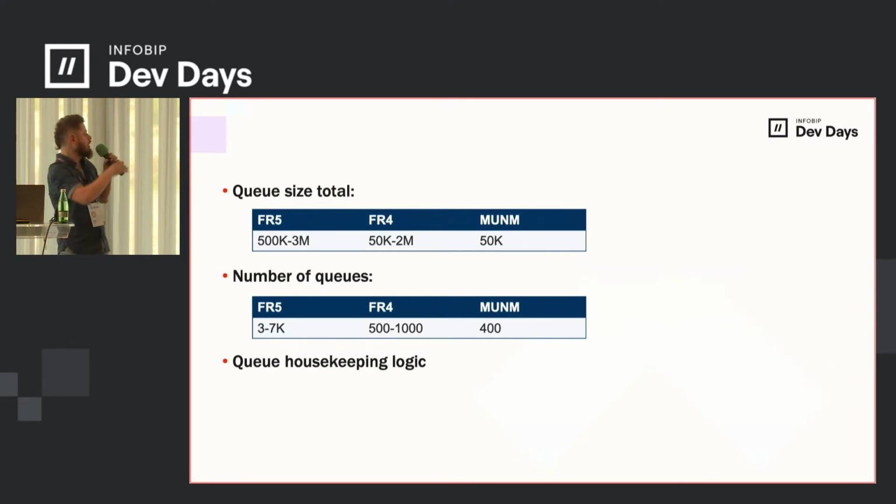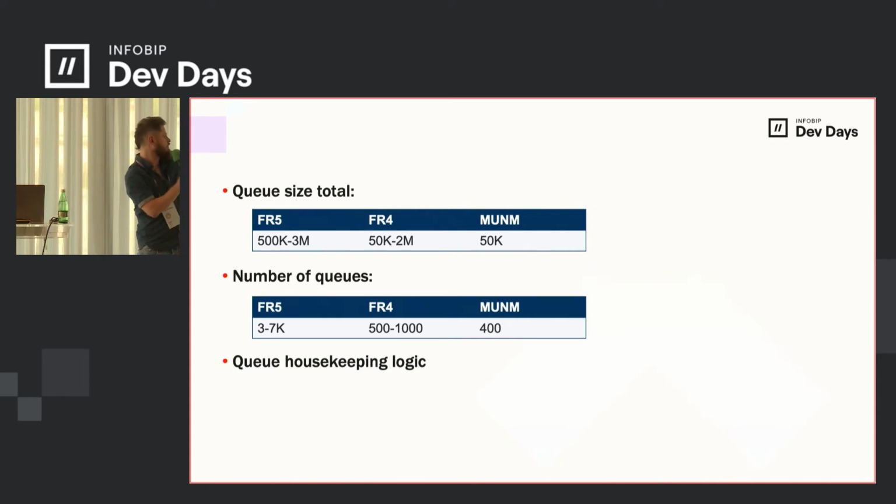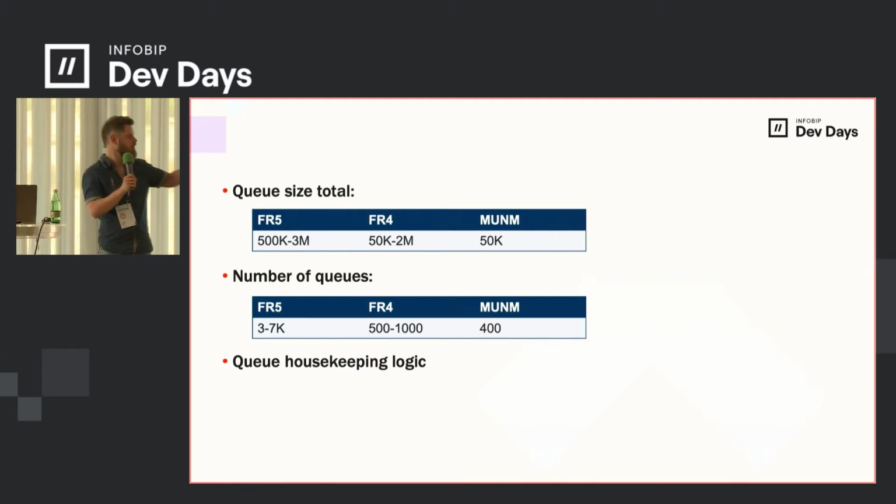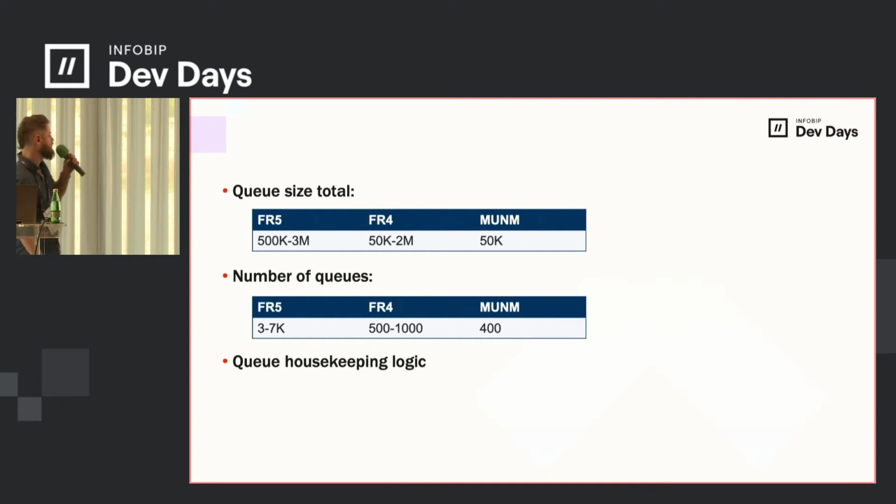Some stats about our queues in RabbitMQ. In FR5, you can see that the total queue size can grow up to several million. In some pretty bad cases, with some crazy traffic which is not consumed, it can grow to like 10 million and more than that. But usually it's more like this.